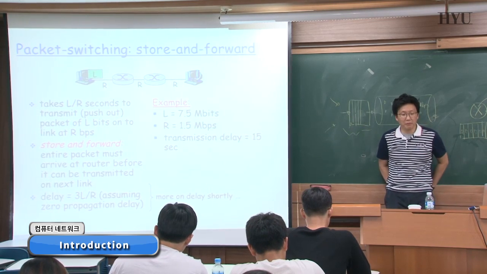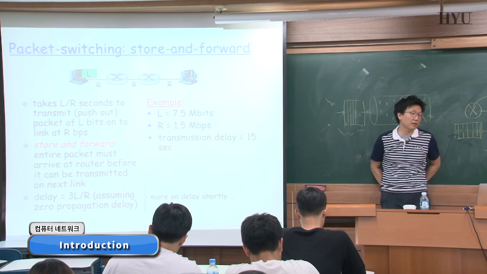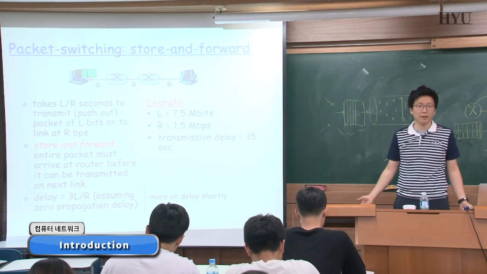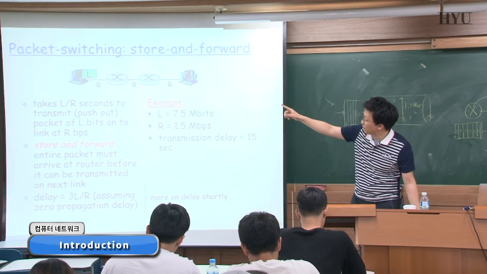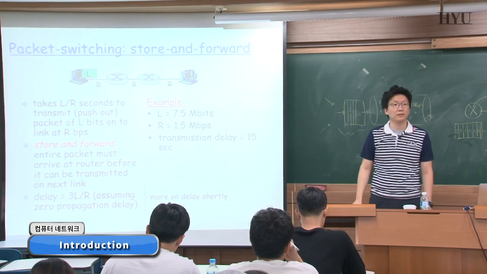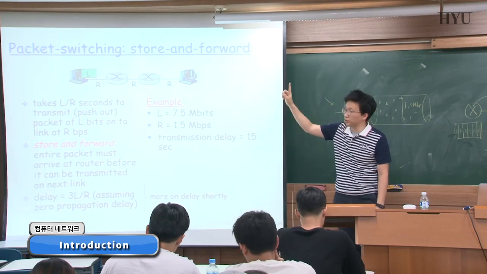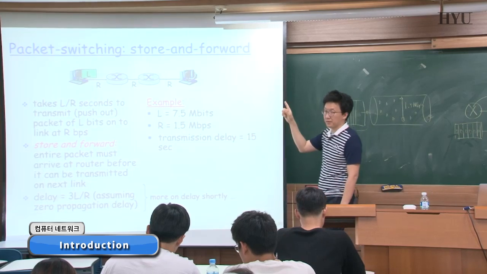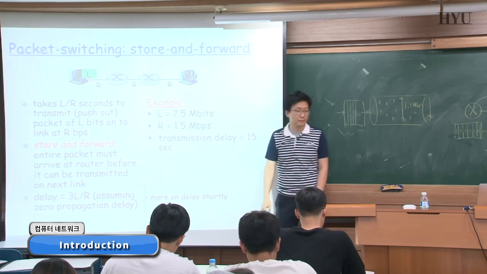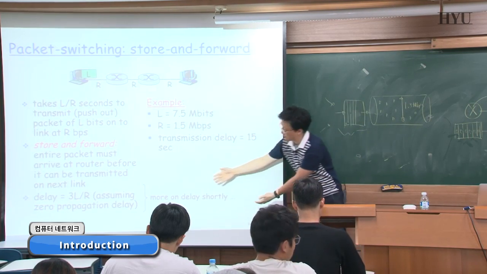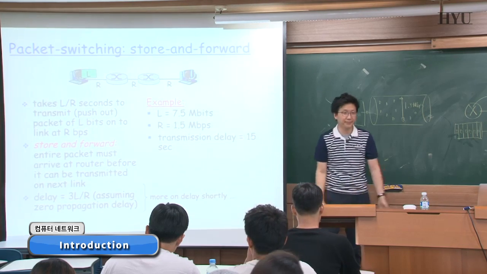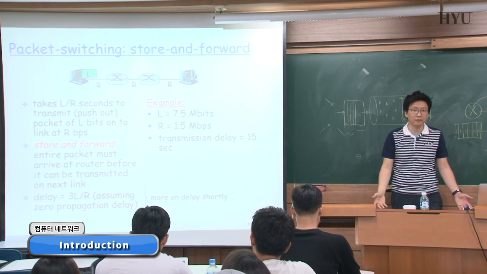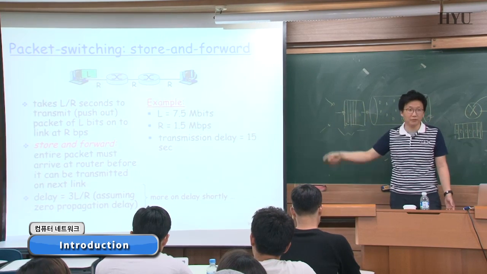So a packet of L bits on top of a link of R bps. The basic question is, how long do I have to wait if it goes through 1, 2, 3 hops to get from one end to the other? Very simple question, right? 3 hops. The answer is 3 times L divided by R. It's obvious, right? Because it goes through 3 different links.